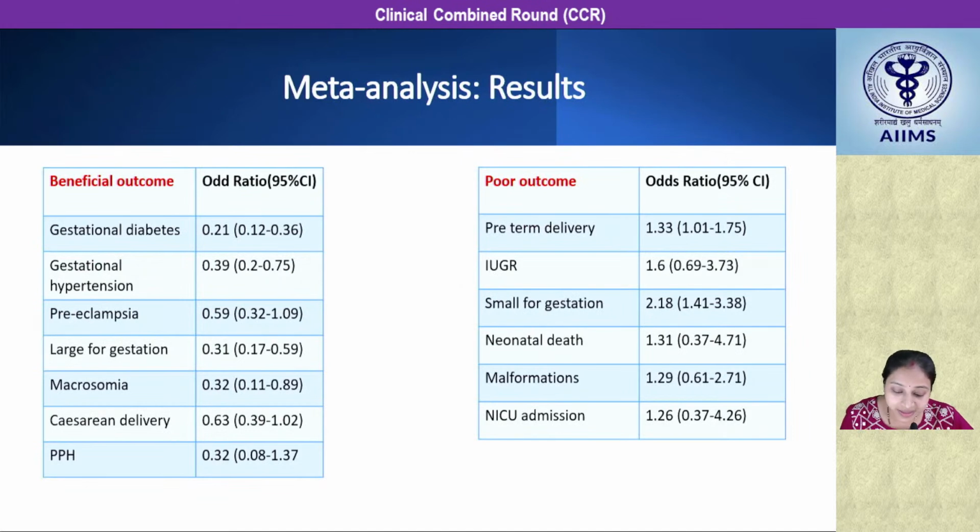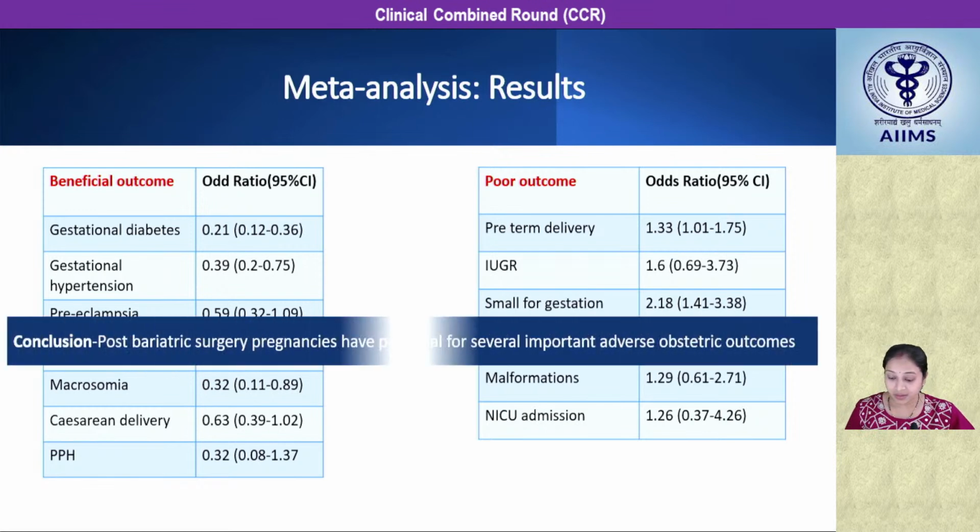The antenatal complications such as gestational diabetes, gestational hypertension, preeclampsia, large for gestation, macrosomia, cesarean delivery, and PPH are less seen in pregnancies after bariatric surgeries, while complications like preterm delivery, IUGR, small for gestation, malformations, neonatal death, and neonatal complications were more. So the conclusion is that post-bariatric surgery pregnancies have potential for several important adverse obstetric outcomes which should be addressed.